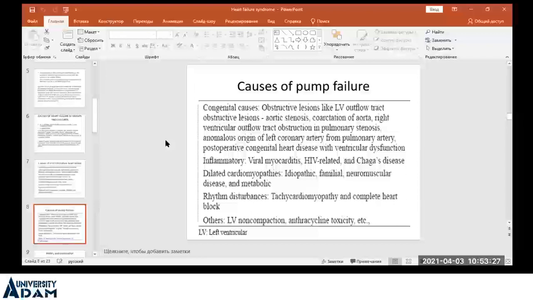In the causes of pump failure, there may be congenital causes, obstructive lesions like left ventricular outflow tract obstructive lesions, aortic stenosis, coarctation of aorta, right ventricular outflow obstruction, and pulmonary stenosis. Anomalous origin of left coronary artery from pulmonary artery. Post-operative congenital heart disease with ventricular dysfunction.